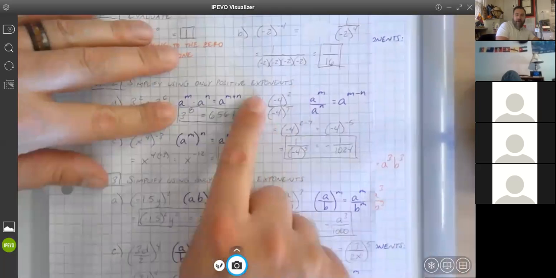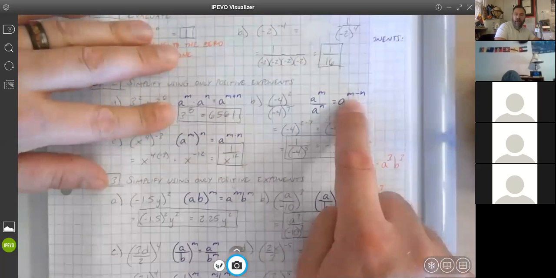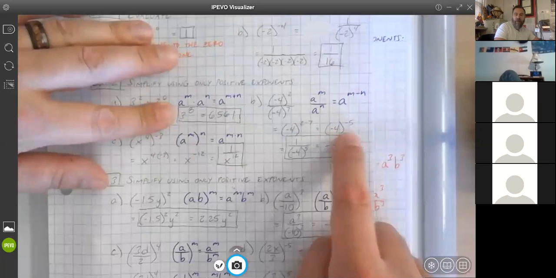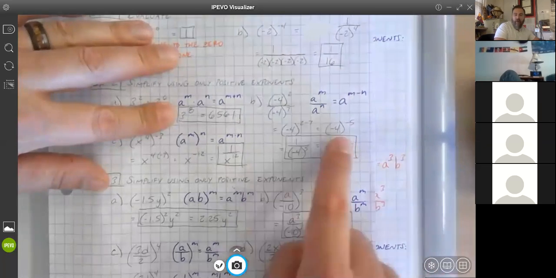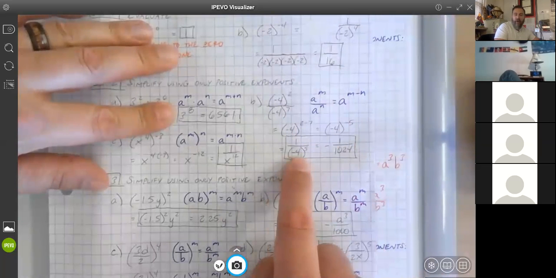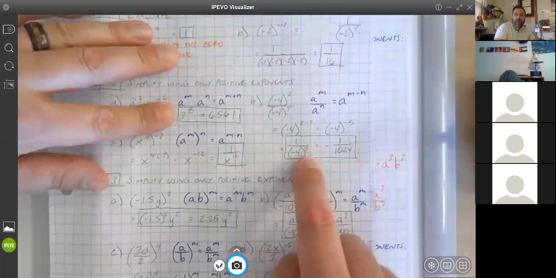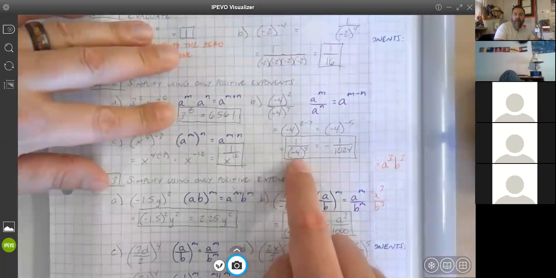So here's that very same problem. There's my property that tells me how to deal with the division. I'm just subtracting the exponents. So I'd get -4 to the -5th power. So how do I turn that into positive? By putting it into fraction form. That negative now becomes a 1 over -4 to the +5th power. This is likely what they're going to be looking for for that final answer.